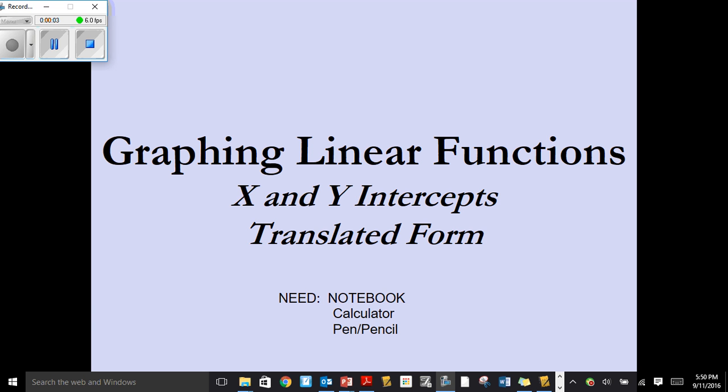Hello, Algebra 2 folks, and welcome to Unit 2, Linear Functions. Today we are going to be graphing linear functions. We're going to be graphing them using x and y intercepts and the translated form. All right, so you need your notebook, a calculator, and pen and pencil, and about 4 pieces of graph paper. Okay, so let's get started.